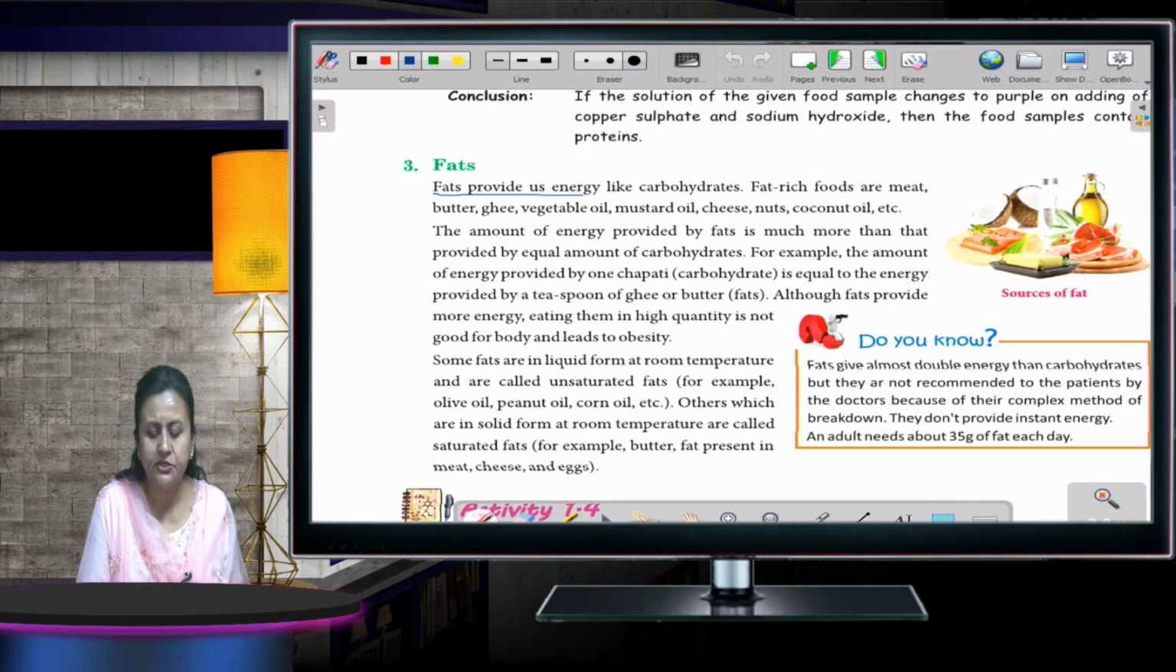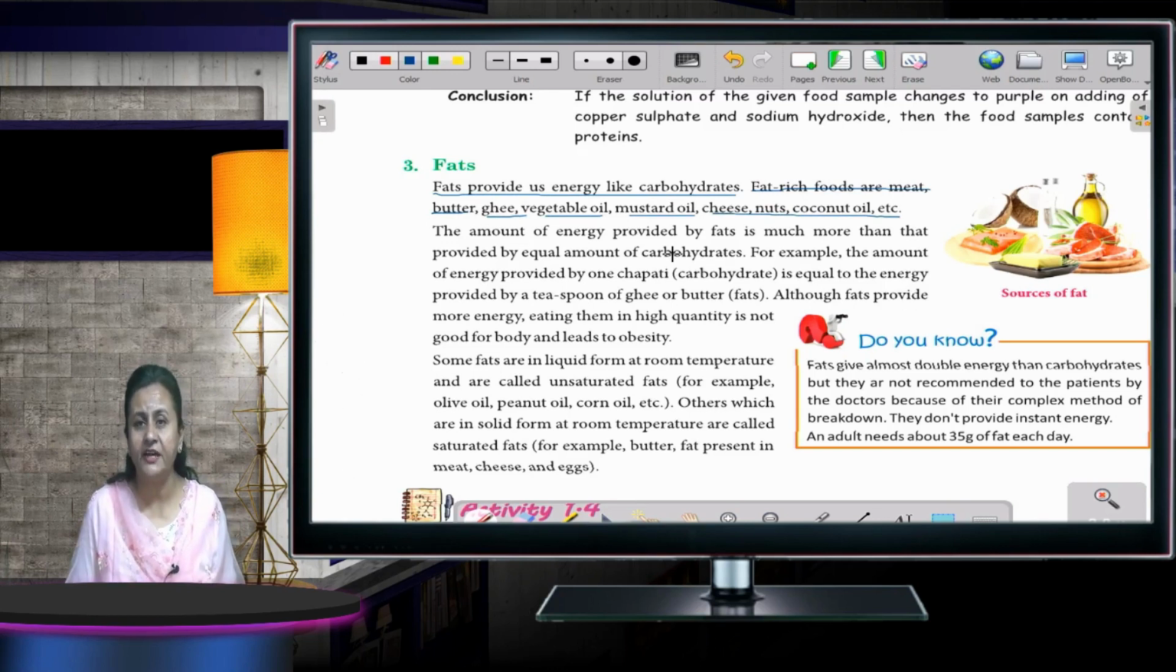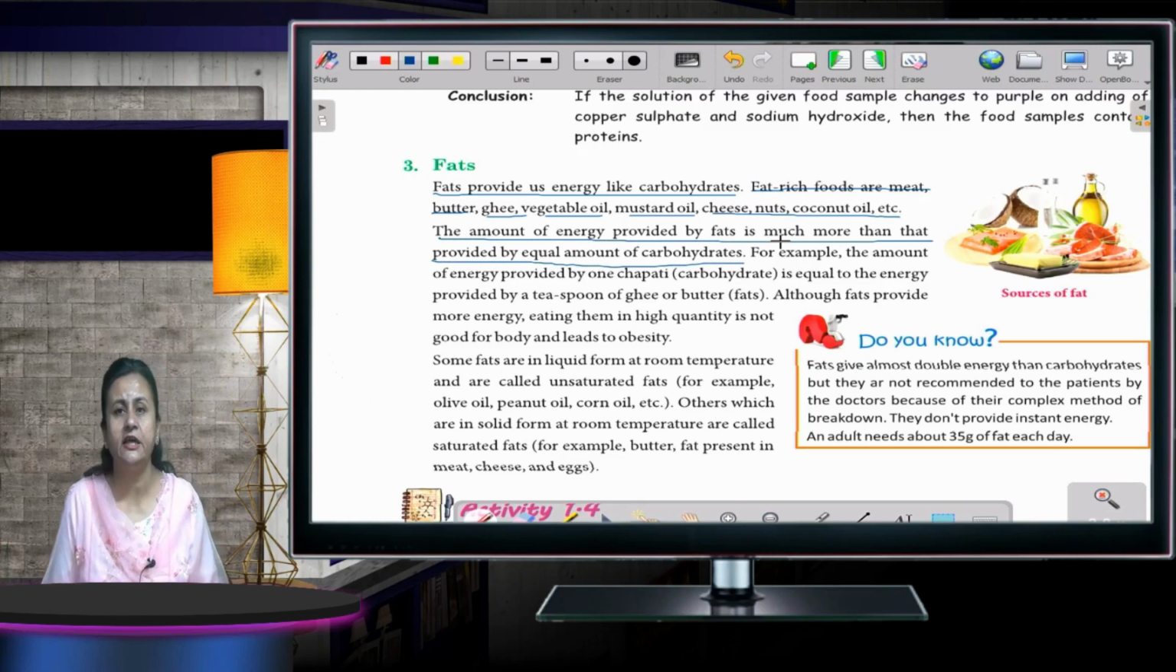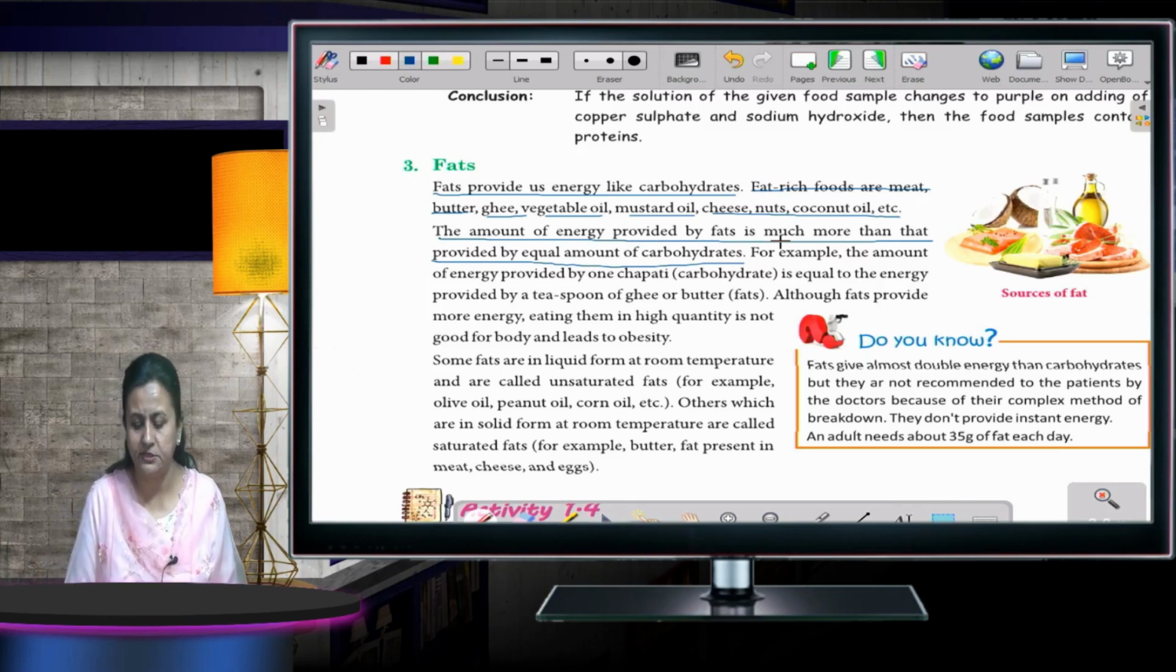Fats provide us energy like carbohydrates. Fat-rich foods are meat, butter, ghee, vegetable oil, mustard oil, cheese, nuts, coconut oil, etc. Where do we get the fats from? From the different types of oils, like butter, ghee, vegetable oil. The amount of energy provided by fat is much more than that provided by an equal amount of carbohydrates. The energy which we get from fat is more as compared to the energy which is provided by carbohydrates.